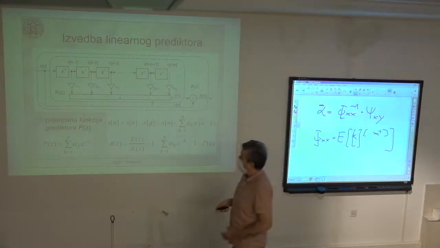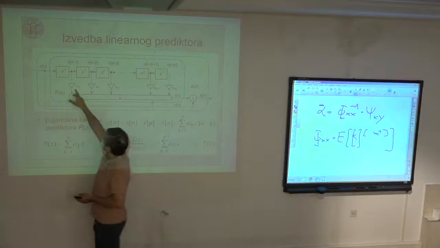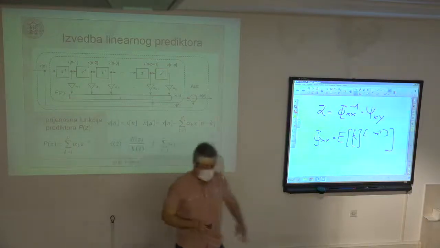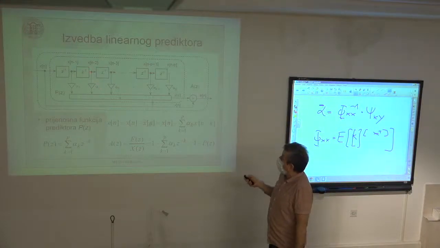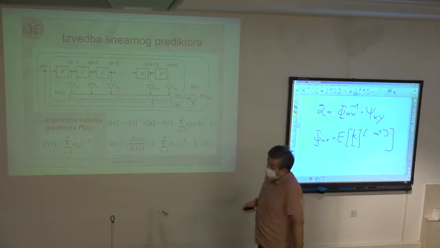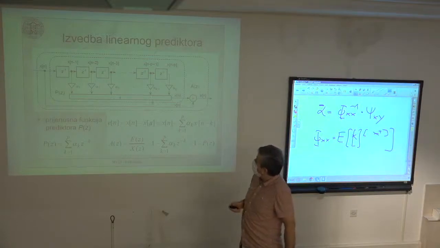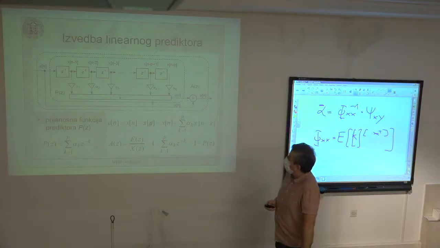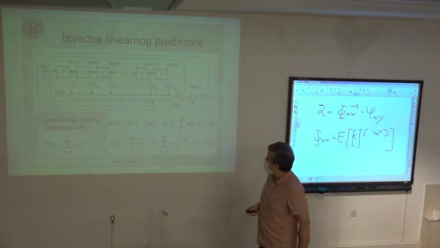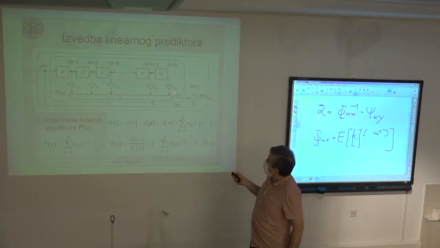So the first coefficient of the predictor multiplies the first preceding sample. Then the second preceding sample, x of n minus 2, is multiplied by alpha 2. And so on, up to the last one, the x of n minus p sample, which is multiplied by the last predictor coefficient alpha p. And all of these products are added up together, and what results is the prediction, x tilde. X tilde is the prediction of the current sample x of n.